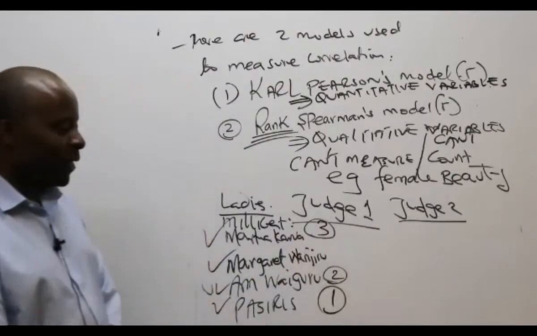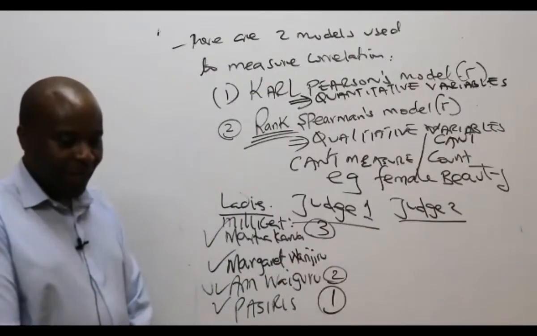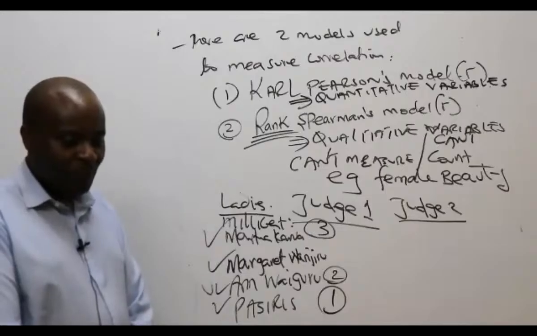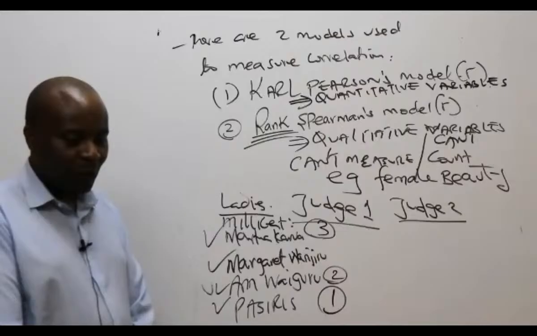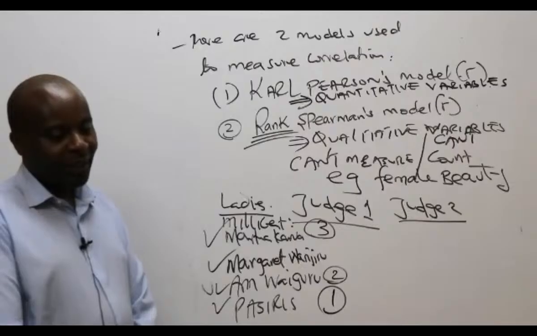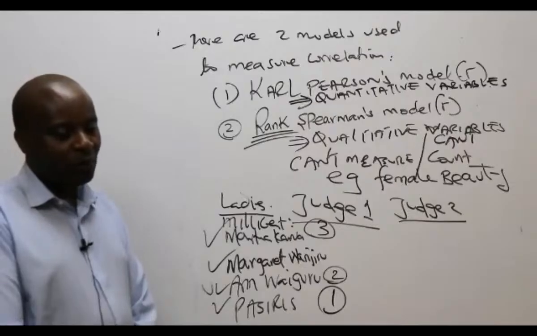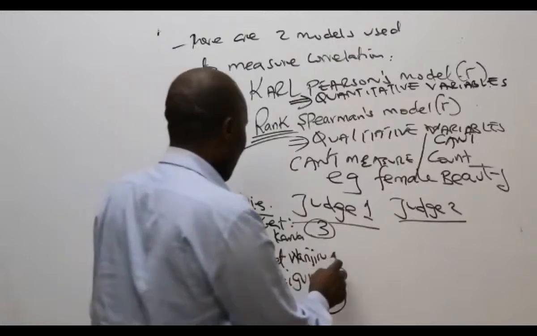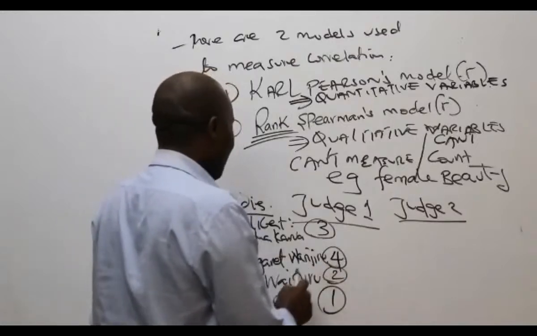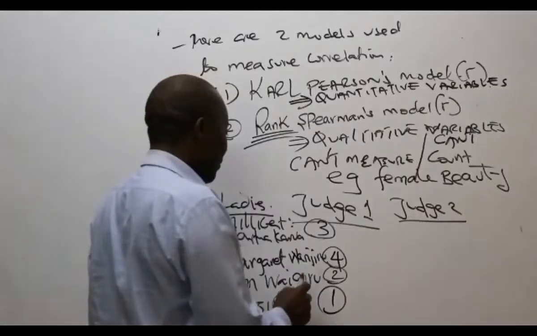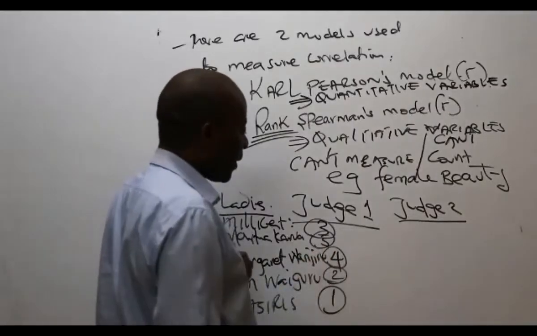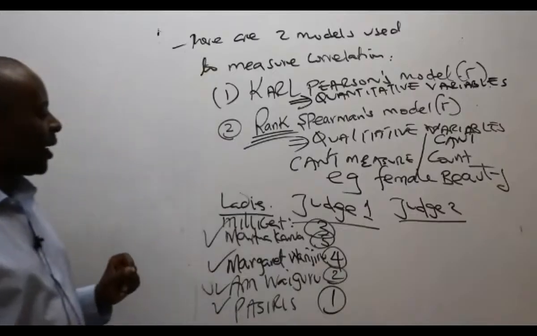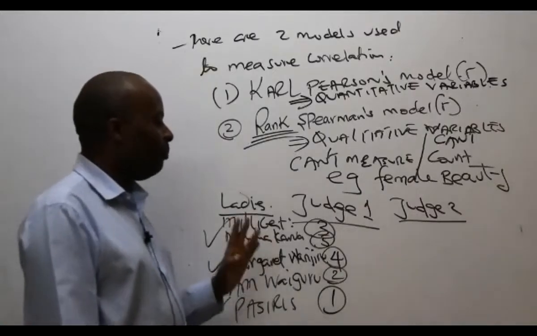Number 4. Margaret. So in this case, number 4 is Margaret Wanjiro. And then my neighbor here at Isinya, Mother Karua, who has a very good property at Isinya, takes the last position. This is a female beauty contest.